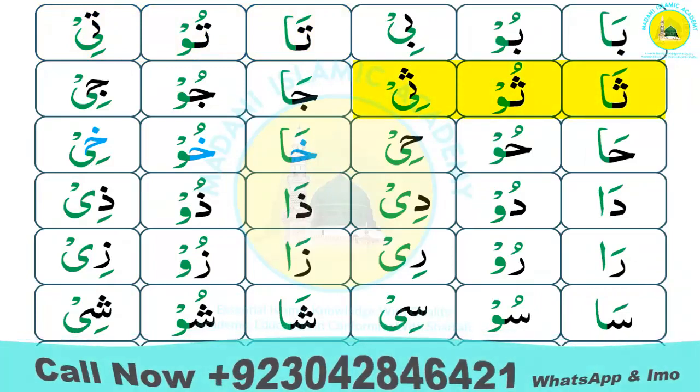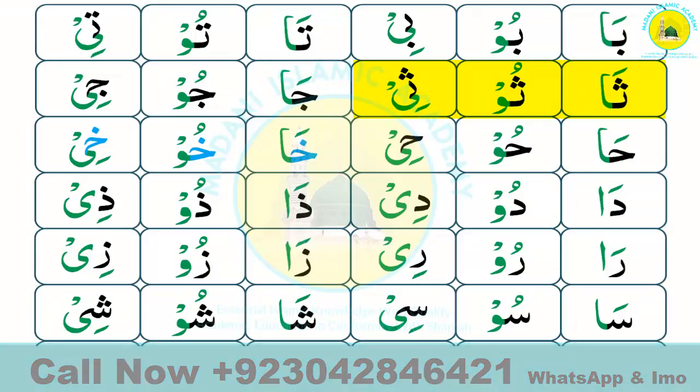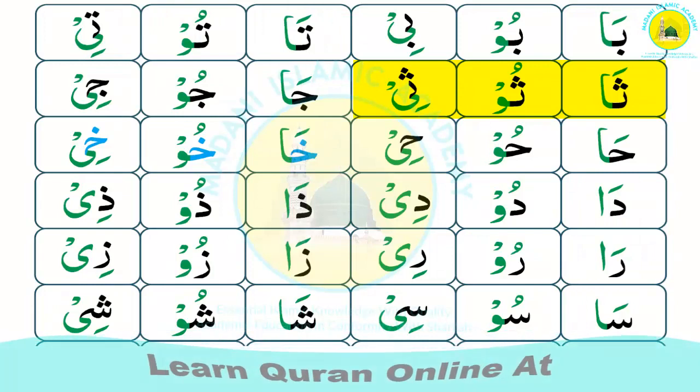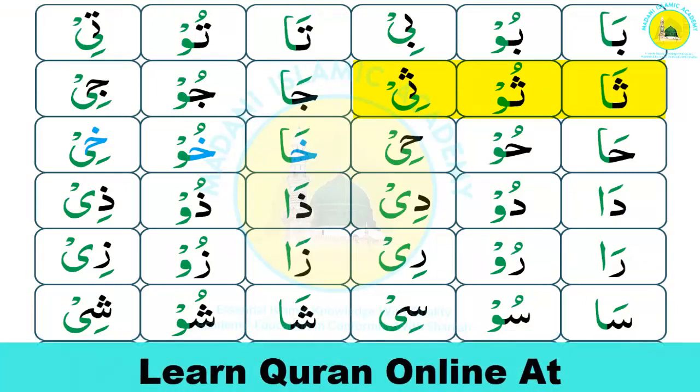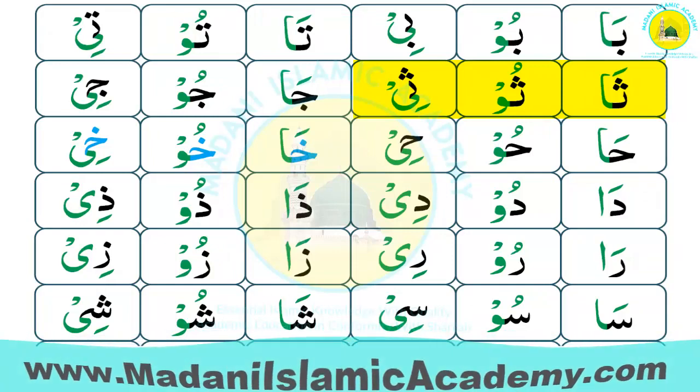Tha, alif, zabar, tha. Tha, waw, pesh, thu. Tha, ya, zir, thi. Tha, thu, thi.